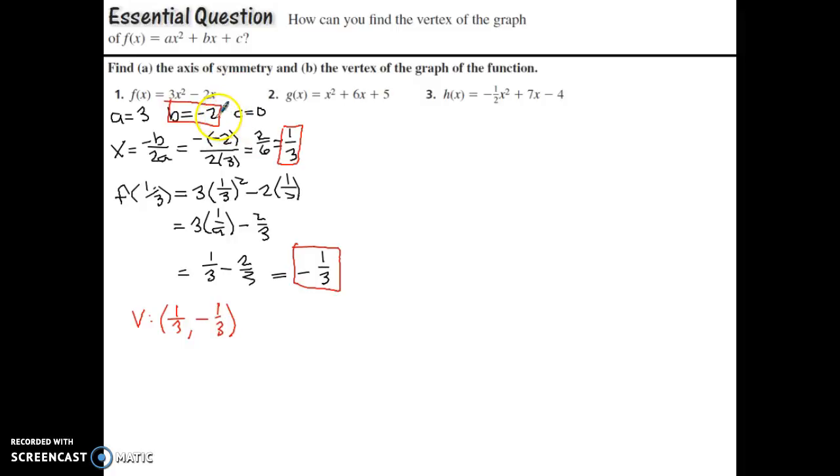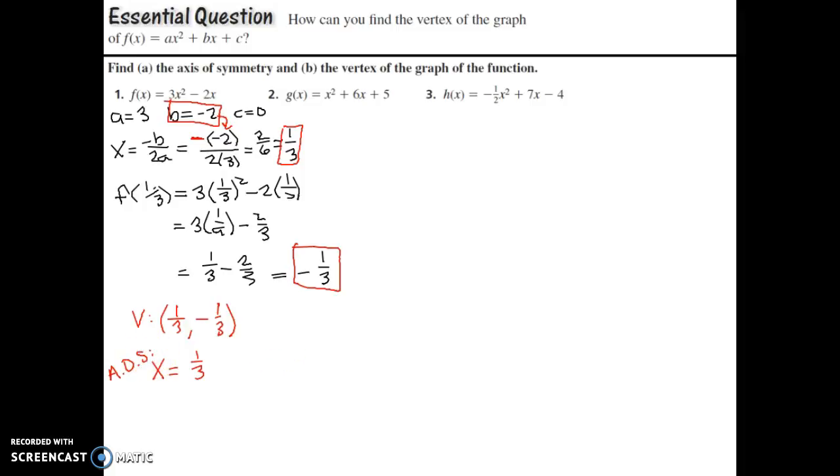When I plug that into my formula, it is negative b. So I have negative from my formula and then my b value of negative 2, which allows this to become positive 2/6 or positive 2/3. Since I found my vertex, I can find my axis of symmetry, which ends up being x equals simply 1/3. So my vertex and my axis of symmetry are as follows, and you are done with number 1.